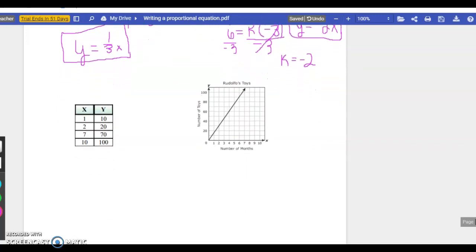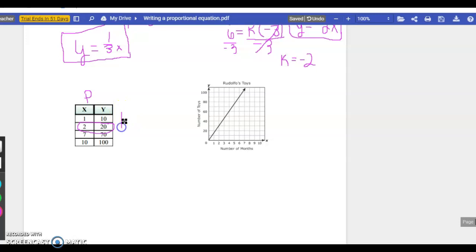Okay, so now I've just given you some different representations, and so I'm telling you that this table is a proportional relationship. So what you have to do is take any pair, any points. It doesn't have to be the first one or the second one. It can be any pair. Let's just take the second point for fun.